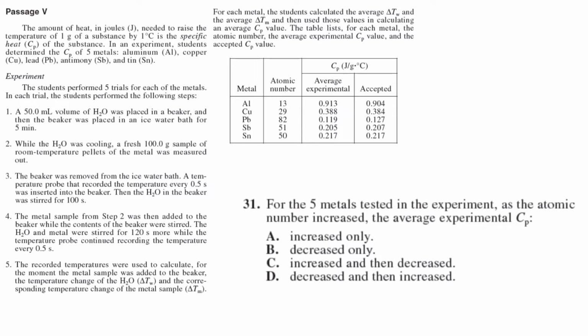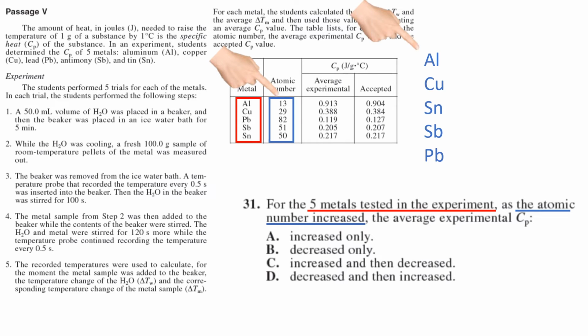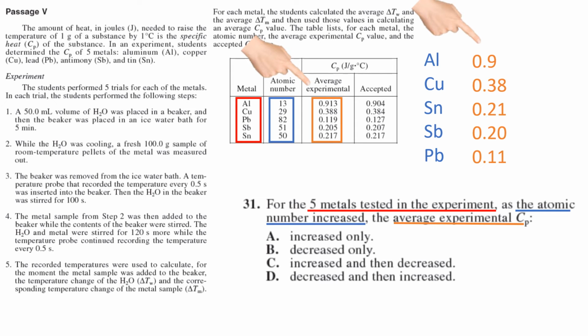Number 31, for the 5 metals tested, as the atomic number increased, and there's not a set pattern in that column, so we have to reorder them. Really annoying. So we'll just reorder them, write them down. The average experimental CP does what? So now we're going to match the experimental CP with the correct ones. And so when we do that, we can see as the atomic number increases, the average experimental CP decreased only. So B. Tricky question because it's just annoying to reorder.